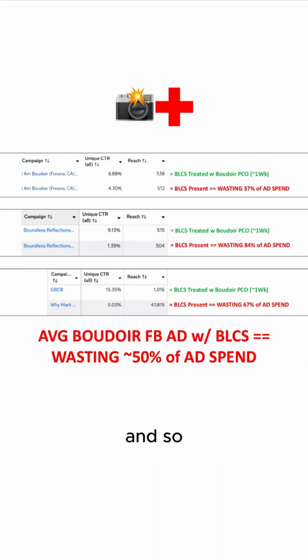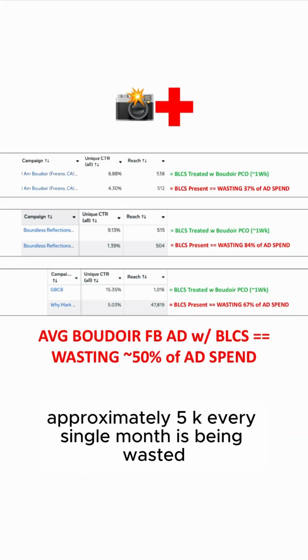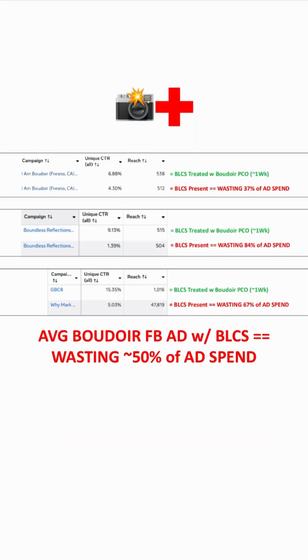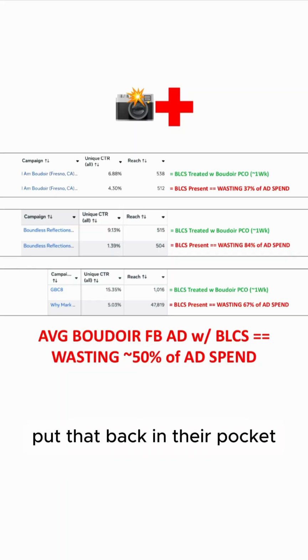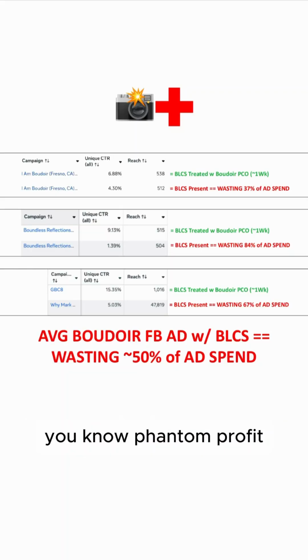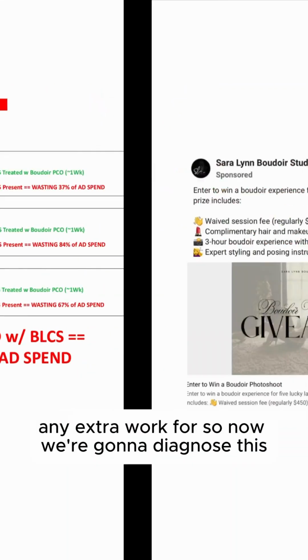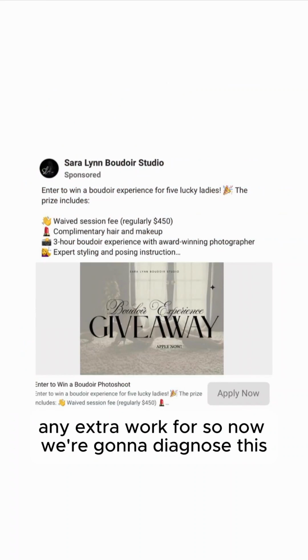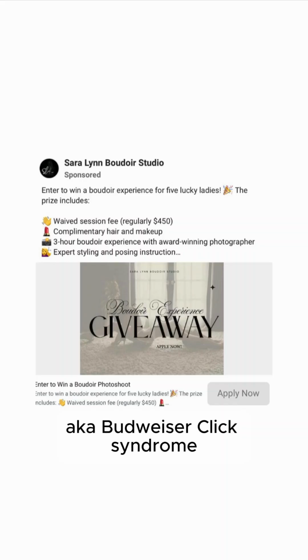And so if they're spending 10 grand a month on Boudoir Facebook ads, approximately 5K every single month is being wasted, literally every single month. So if we can eliminate that and put that back in their pocket, it's basically an approximate bonus or phantom profit at the end of 12 months of approximately 60K. So now we're gonna diagnose this, see if we believe it has BLCS, aka Boudoir low click syndrome.